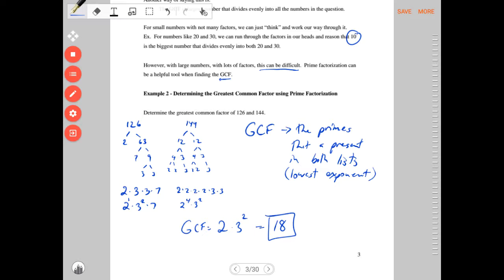Let's recap GCF. The prime numbers that are present in both lists, with the lowest exponent. They have to be in both lists, lowest exponent, done. Awesome.